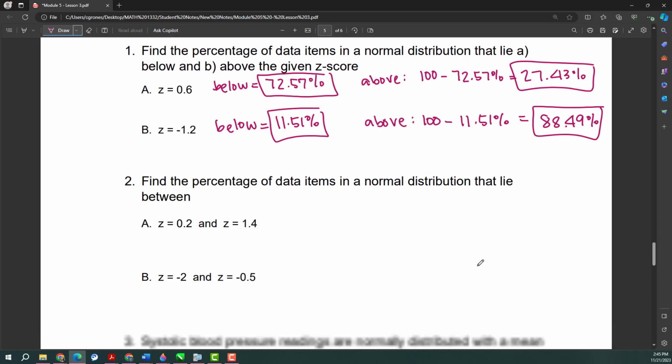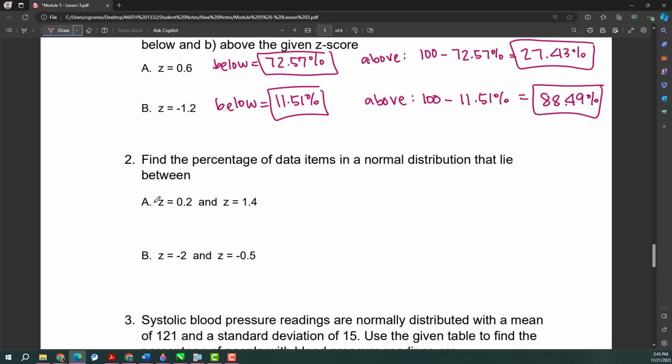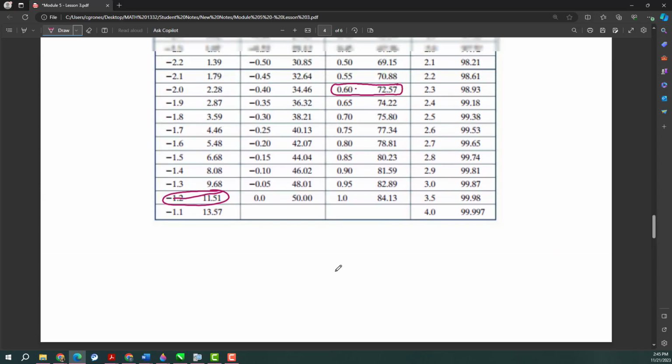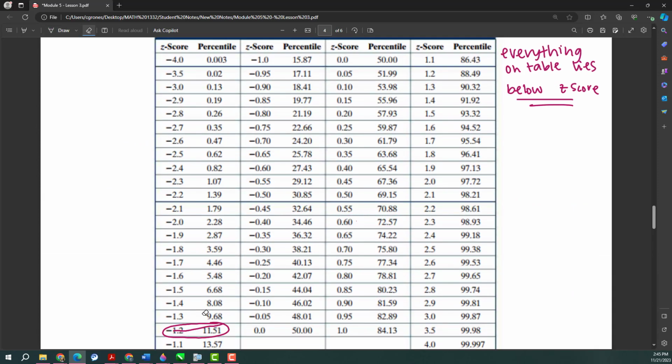All right. They give us 2 different z-scores, and we need to find the percentage of data items that lie between those 2 z-scores. So on A, we get 0.2 and 1.4. So let me erase this. We've got 0.2 and 1.4, and we need to find the percent that lies between. So whenever we need to find what is between, we have to subtract.